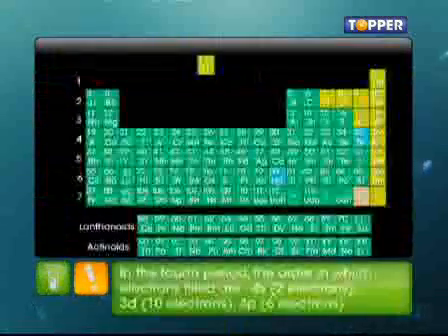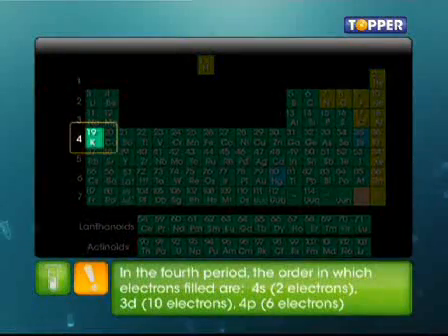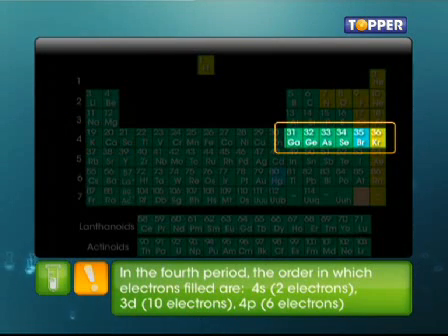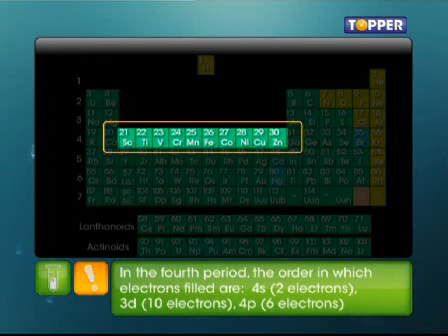Now pay close attention, because in the fourth period, the configuration begins to get a bit more complex. This period starts at potassium and has n is equal to 4. So, the first two elements' valence electrons fill up the 4s orbital. But now, instead of going directly to 4p, the electrons first fill up 3d.